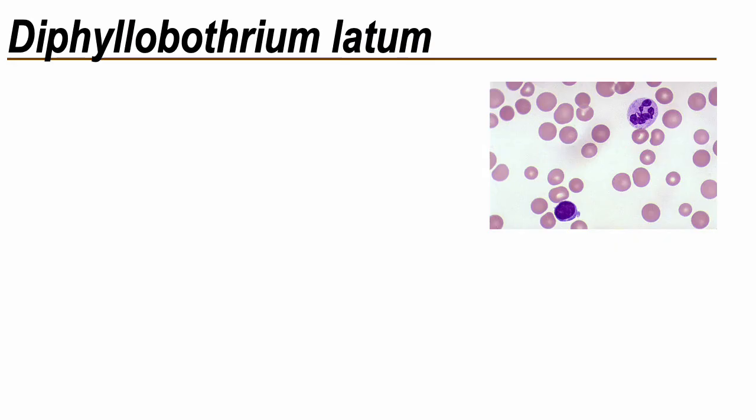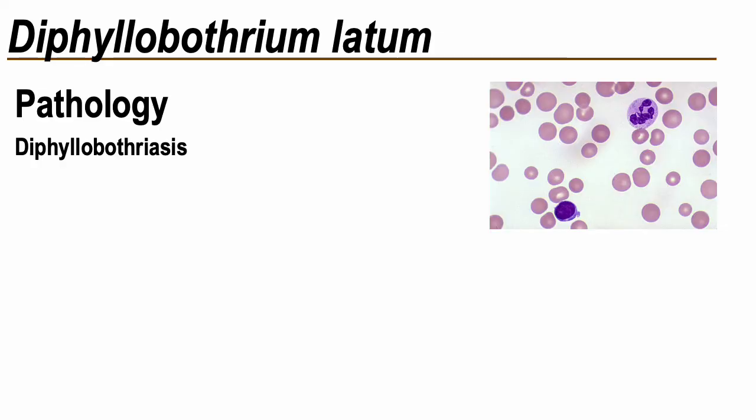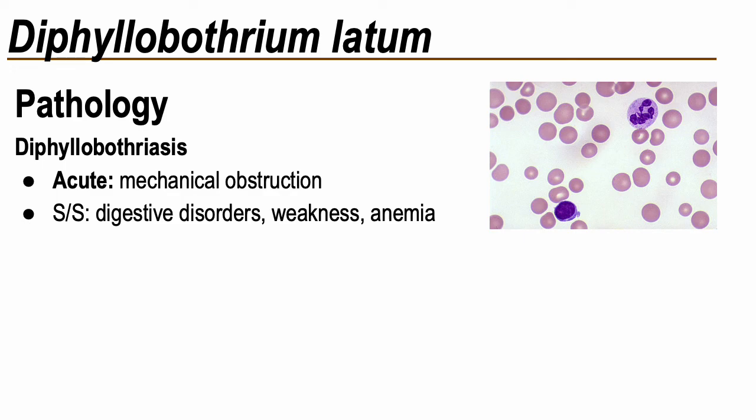For the pathology of Diphyllobothrium latum, this is also known as diphyllobothriasis, and infections are usually limited to one worm, although there have been reports of mechanical obstruction due to a large number of worms in the intestine. Infected individuals may show no signs of disease, especially at early stages of the infection. Some, however, may experience nervous disturbances such as digestive disorders, abdominal discomfort, weight loss, weakness, and even anemia. So later on, we'll discuss what type of anemia is being produced during the latum infection.